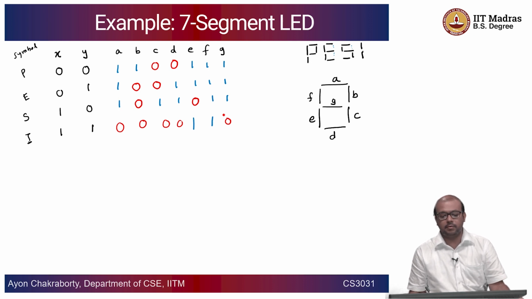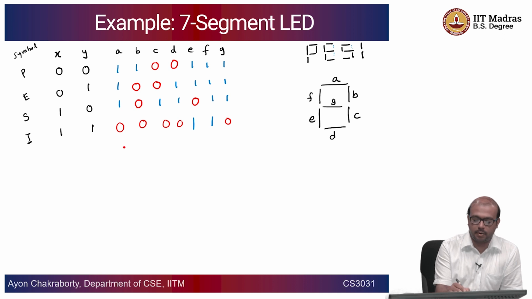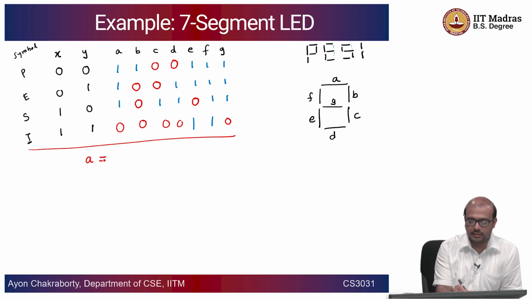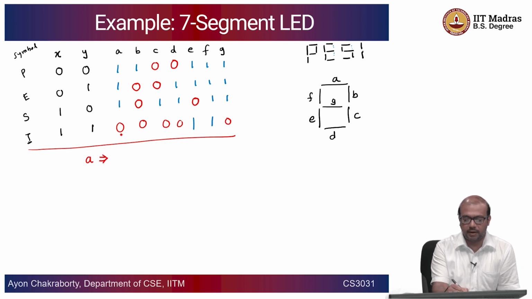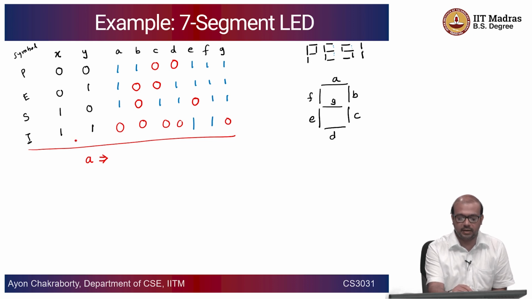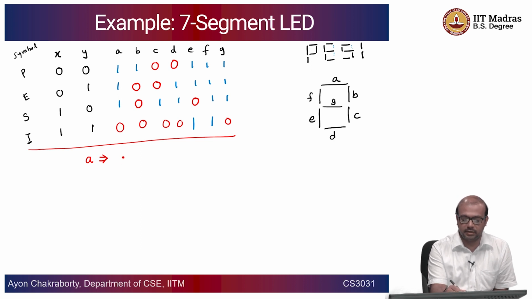Now, as you can see, I can derive the combinational logic for each one of these LEDs as a function of x and y. If I really want to have a circuit that does that, let's say A, what is the value of A? I can very easily see that A is equal to 0 when x and y are 1 1, which looks very much like a NAND gate. If it were an AND gate, only this would be 1, but this is NAND. So it is (x dot y) bar.